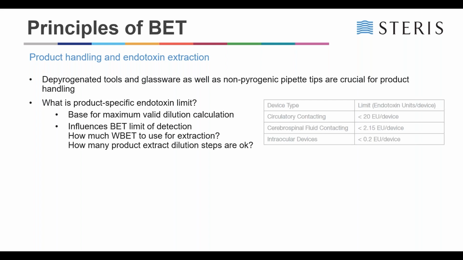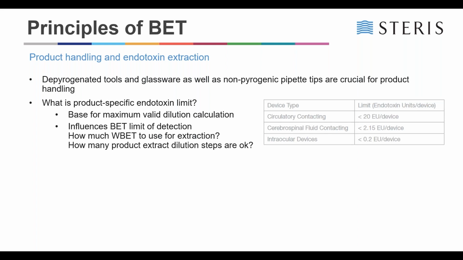The second thing to consider here is the product-specific endotoxin limit. This is important for the lab in order to determine the maximum valid dilution calculation, which relates directly to the sensitivity of the test and the detection limit.